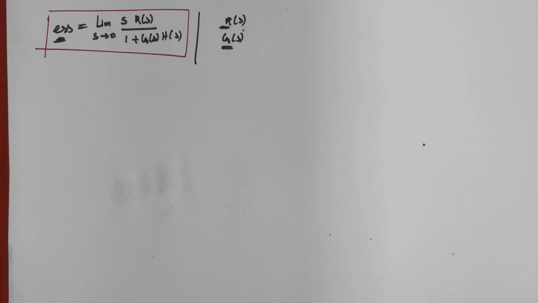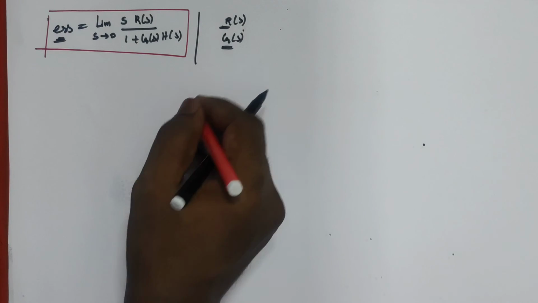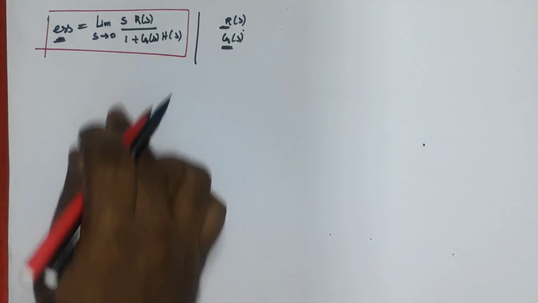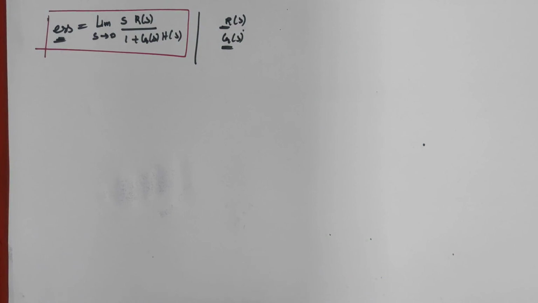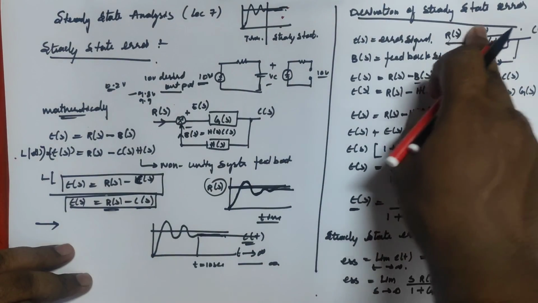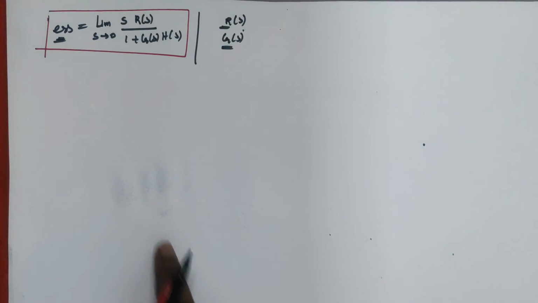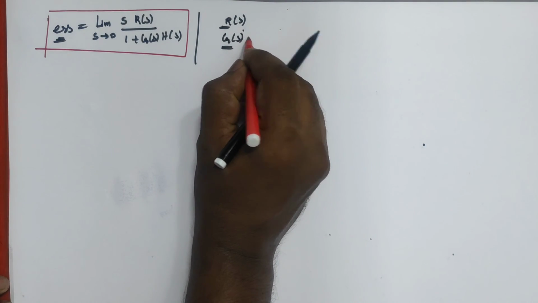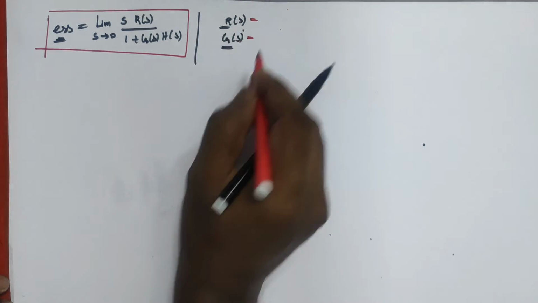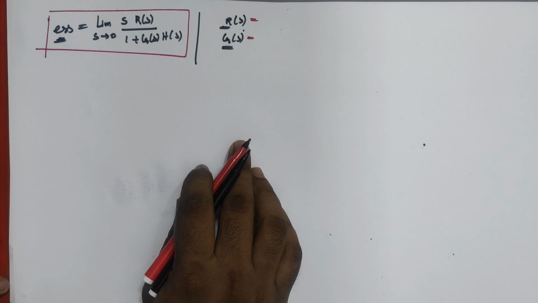Okay, so now further we have a few things to know. Next, this is the derivation of steady state error that we obtained. As I said many times, we'll deal with the type of the system and the order of the system. Here G(s) tells the type of the system, and R(s) is the type of the input.